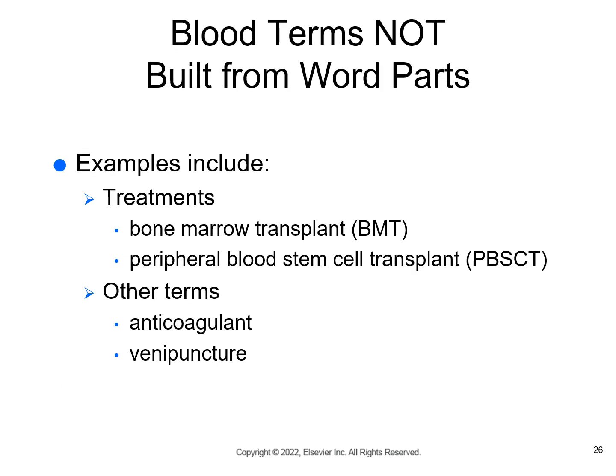Blood terms that are not built from word parts include a bone marrow transplant, which is a very lengthy procedure where they have to actually kill the immune system of the host patient and then transplant healthy bone marrow into them so that they can start reproducing that and produce healthy cells. A peripheral blood stem cell transplant: stem cells are cells that can change into any other type of cell. So you can do a peripheral stem cell transplant.